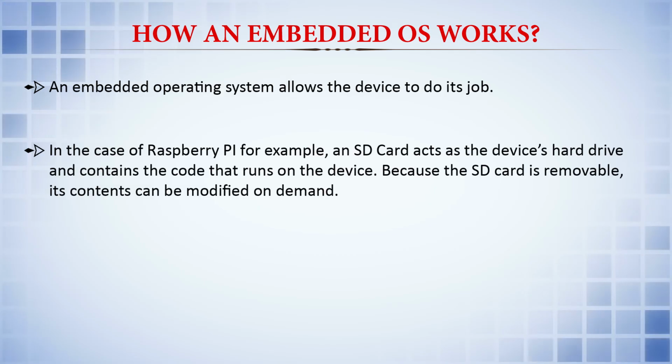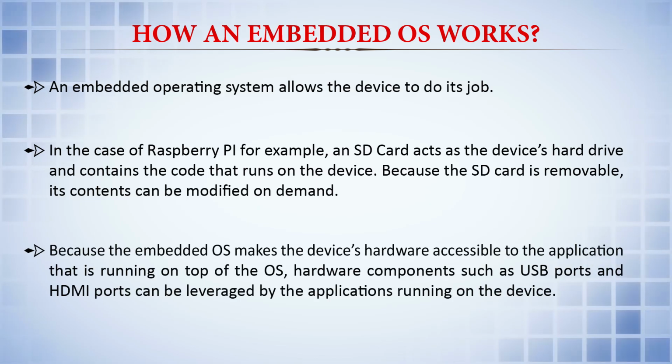In the case of Raspberry Pi, for example, an SD card, you can see these SD cards are embedded in our mobiles also. This SD card acts as the device hard drive and contains the code that runs on the device. Because the SD card is removable, its contents can be modified on demand. Because the embedded operating system makes the device's hardware accessible to the application running on top of the operating system, hardware components such as USB ports and HDMI ports can be leveraged by the applications running on the device.